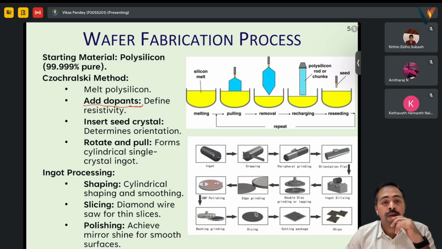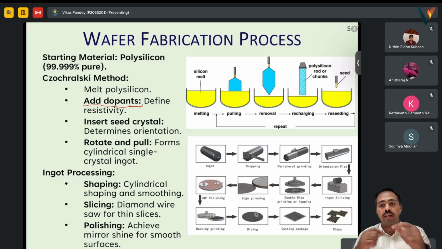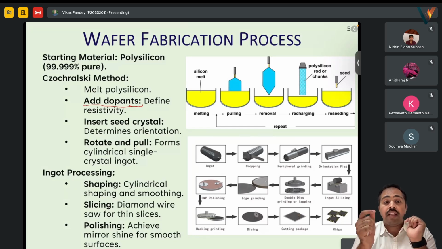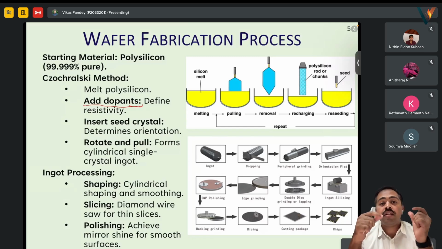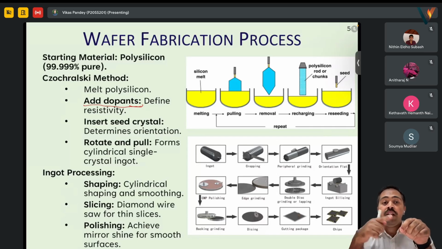So this whole polysilicon is melted, then dopants are added, and then the seed crystal. Since we want the whole wafer to be a single crystal, there should be no breakage of the crystal structure, atom by atom. For that we insert the seed crystal, a starting crystal that will determine the orientation of the whole thing we are making.